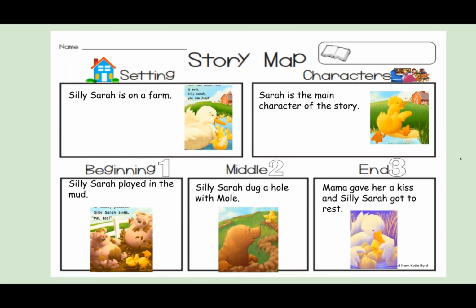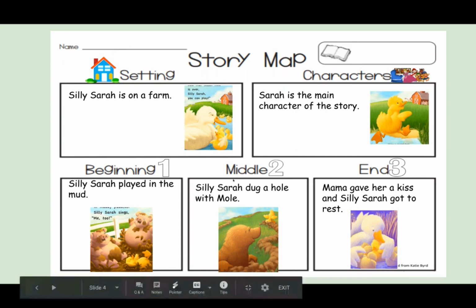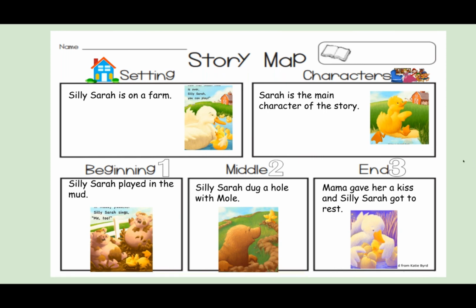This is how you can retell a story. You will talk about the setting, where the story takes place, characters, a person or an animal in the story, and what happened in the beginning, middle, and the end. That way, even if a person doesn't read the story with you, you can tell the other person all about the story.